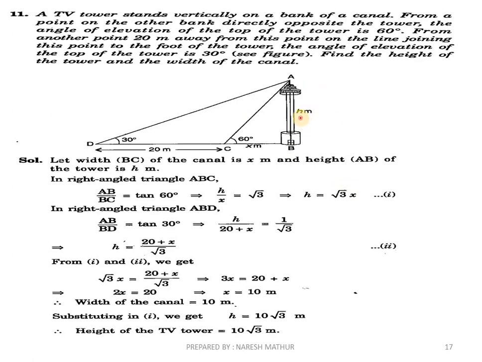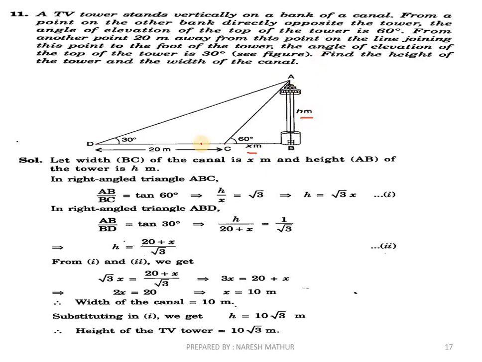Let's say the height of the tower be h meter, width of the canal be x meter. This is the tower, this is BC, the canal, and this is the observation point. From here the angle of elevation of the top of the TV tower is 30 degree. Now a point which is 20 meter away from this point in the path of the tower, let's say after 20 meter the point is C. From here the angle of elevation of the same tower is 60 degree. Now we need to find the width of the canal and height of the tower.